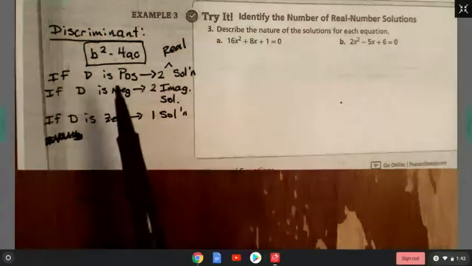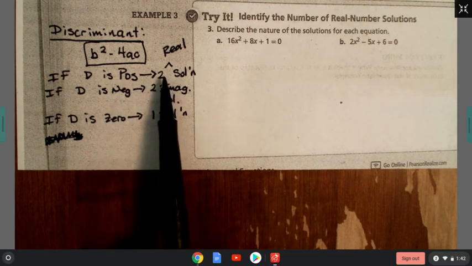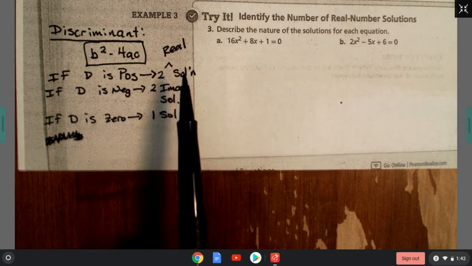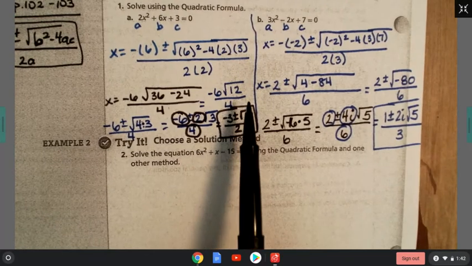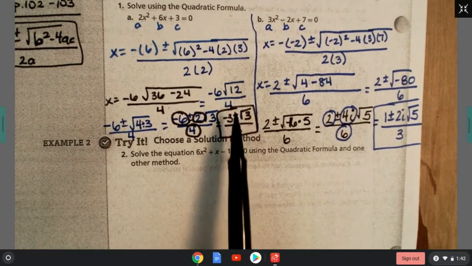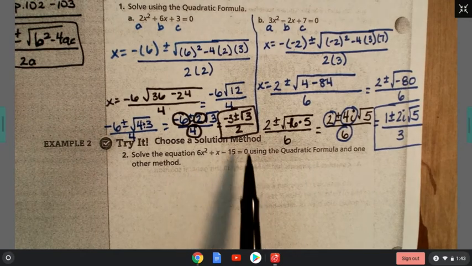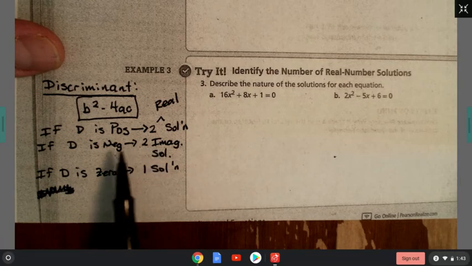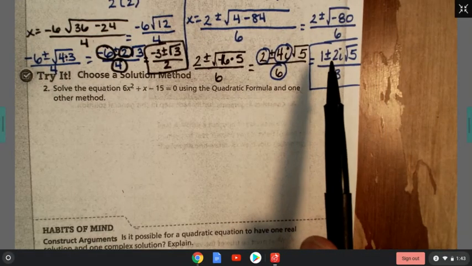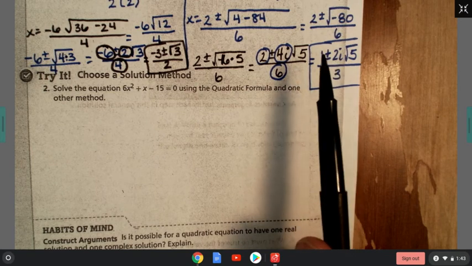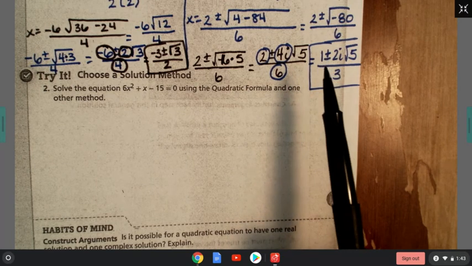All right? So if the discriminant is positive, you're going to have two real solutions, which we saw right here. That is a positive 12. So we had two real answers. Real meaning there's no i in it. If the discriminant is negative, you have two imaginary solutions, which is exactly what we have right here. I have 1 plus 2i and 1 minus 2i. So there's my two answers, and they have i in it, so it's imaginary.